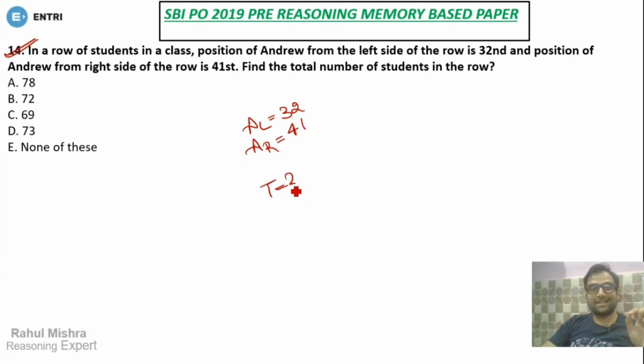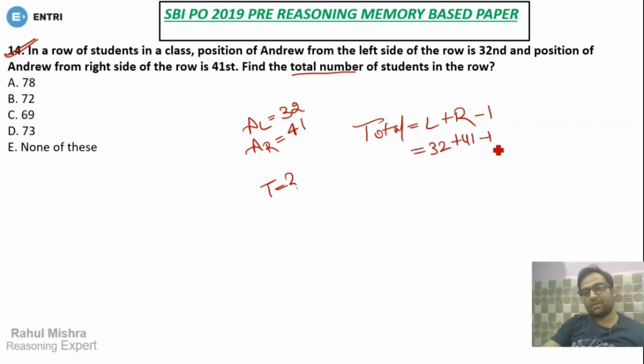So whenever a single person's position from both the ends is given, that is in this case Andrew's position is given from both the ends, what we have to do is apply the simple formula to find out the total number of persons. That is, total equals left plus right rank of that particular person minus 1. So 32 plus 41 minus 1. So 32 plus 41 will give us 73. 73 minus 1 will give us 72. So the correct answer of this question is option number B, that is 72.